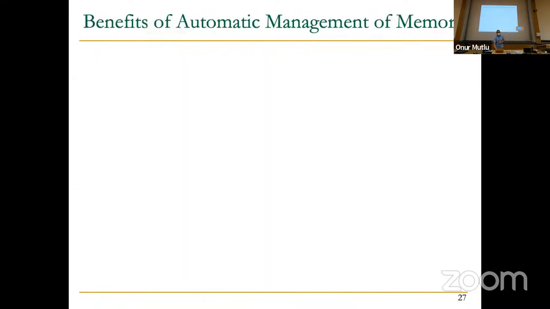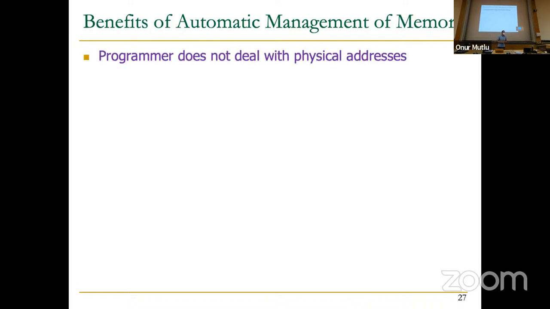So let's talk about the benefits of automatic management of memory. We talked about automatic management of caches. This is similar, actually. But caches are transparent to the programmer anyway. That was what we meant by automatic management, right? And that was a performance optimization. Here, if your program doesn't fit in physical memory, then you actually have a correctness problem, right? Your program will not run. But basically, a programmer does not need to deal with physical addresses.